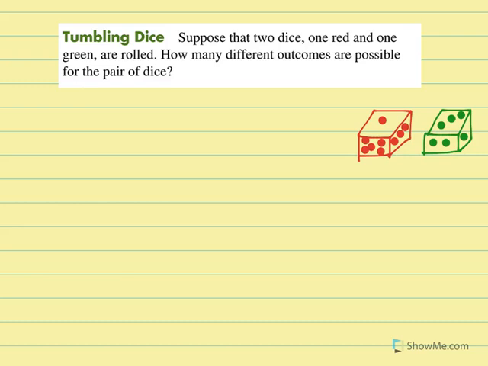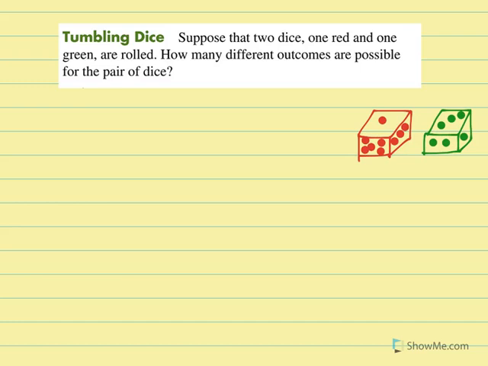So the first question I have here reads, suppose that 2 dice, one red and one green, are rolled. How many different outcomes are possible for the pair of dice? This question is really easy when you look at it, but you might ask yourself, why are there one red and one green? Why is it an important detail that it tells you?